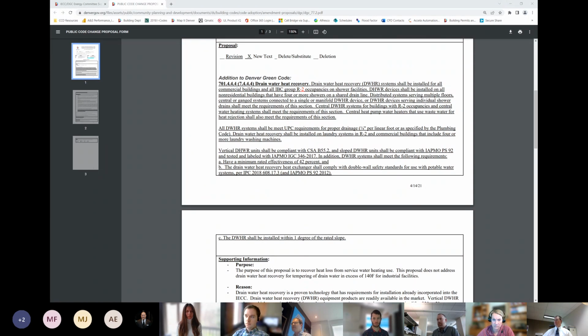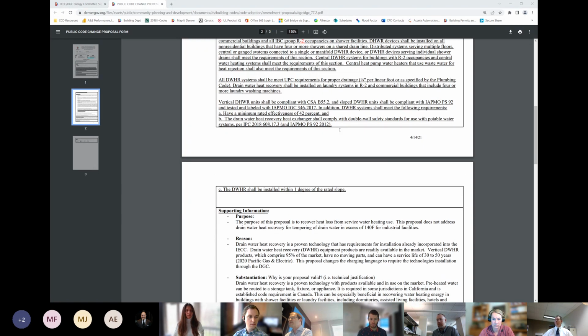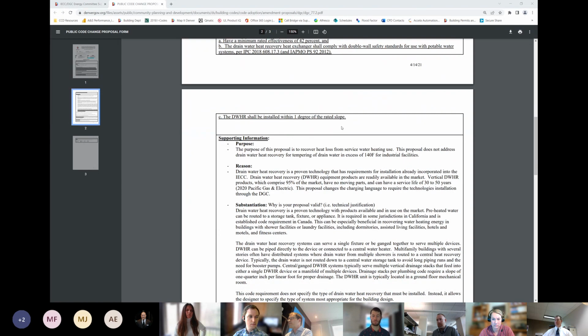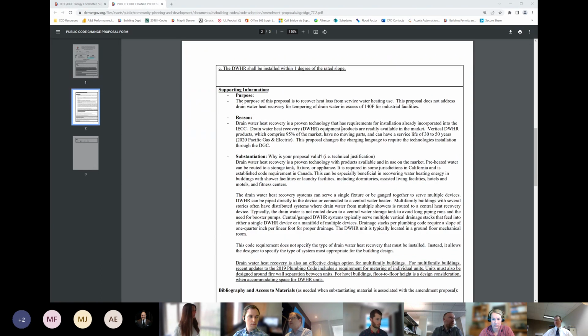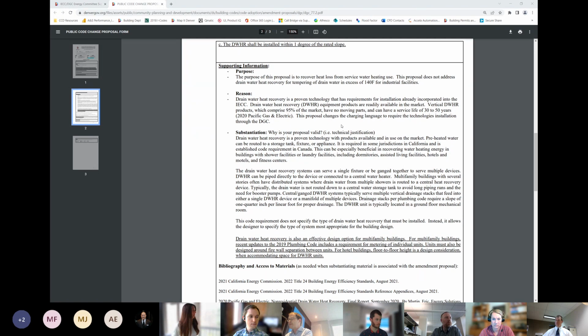That's the overall summary of this. If you scroll down a little bit, let me see if there's. Yeah, I guess that's about it. And you know, there can be a little bit more of a design challenge installing systems on the ground floor for proper drainage, but that's the essential requirement here for the green code. Are there any comments, questions on that?